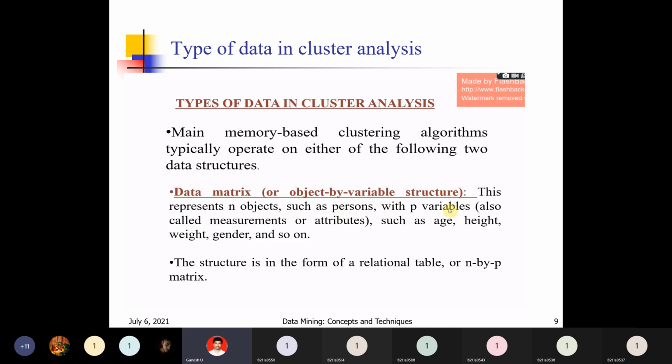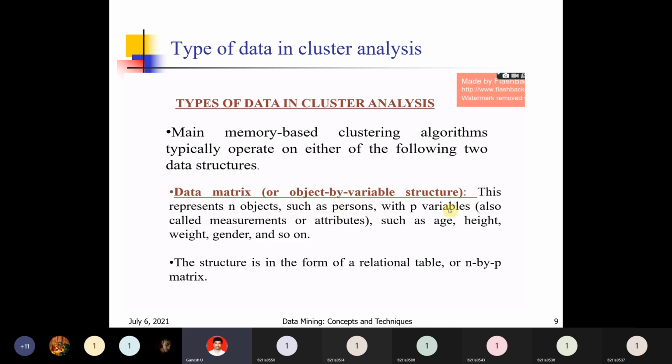For employee 2 you have the same properties, and for employee 3 you have the same columns, the same properties. Like that you have several employees. So here rows represent different employees, different real world objects, and columns represent the different properties of each employee. In this way we represent a data matrix.